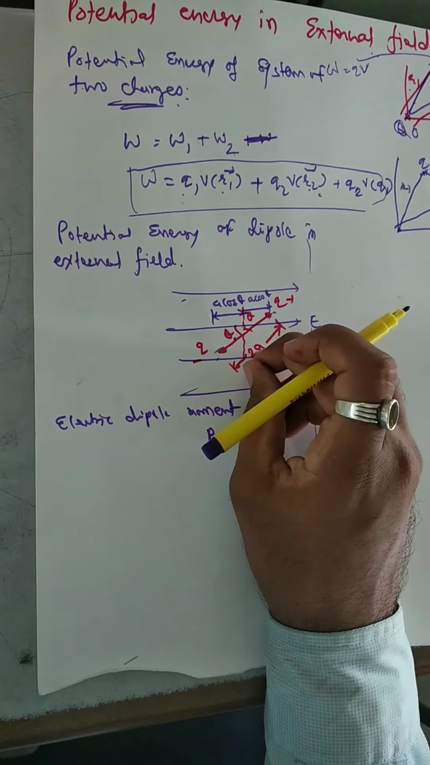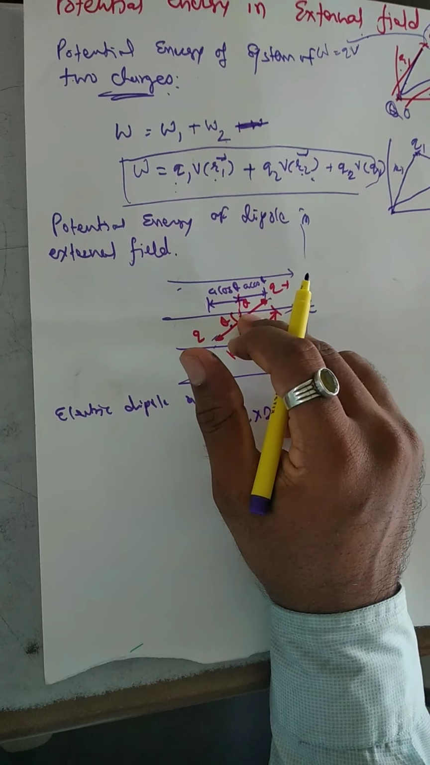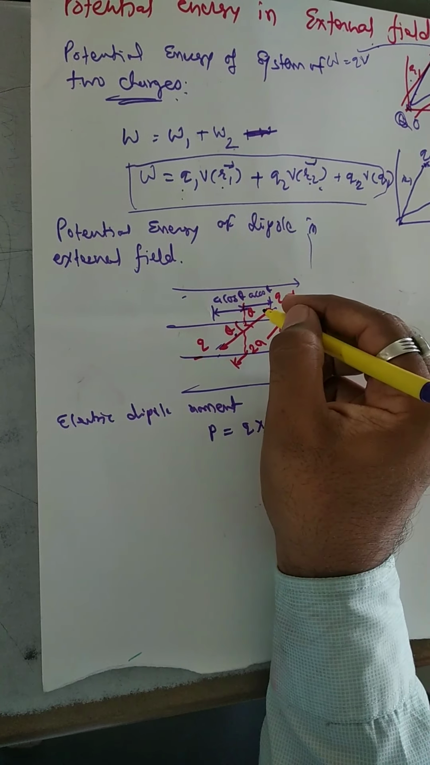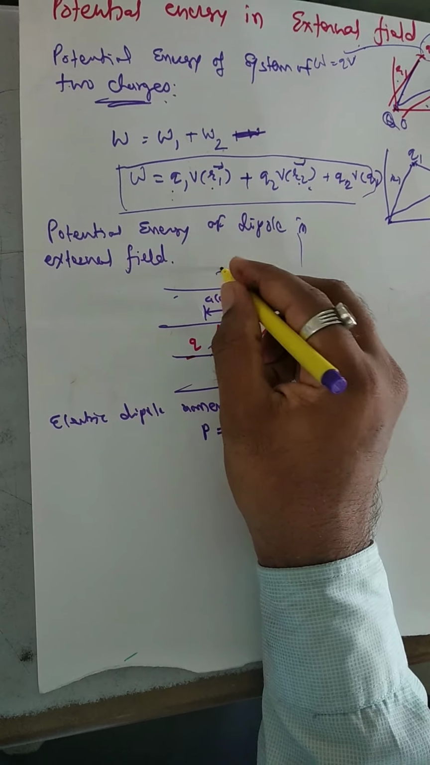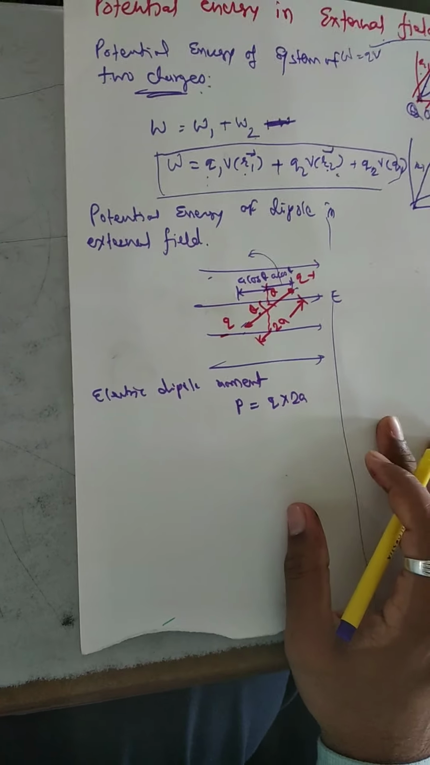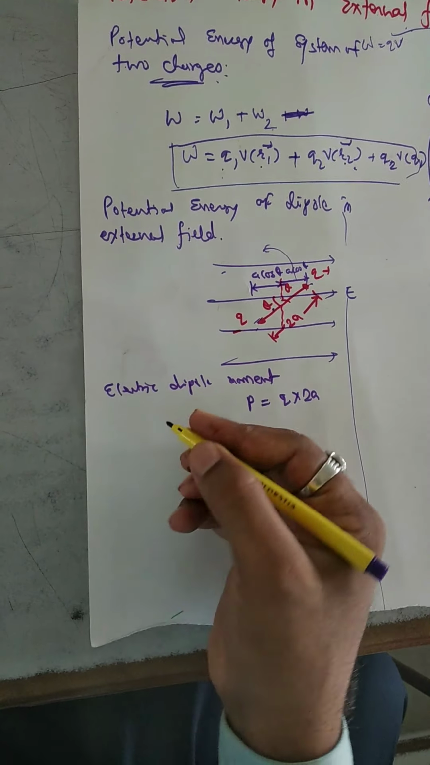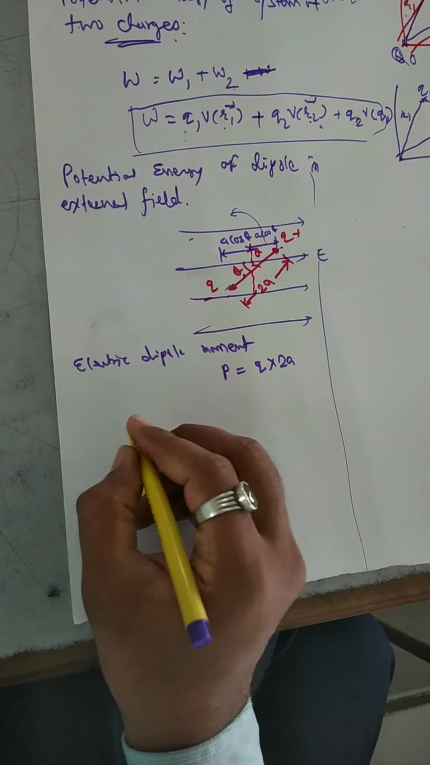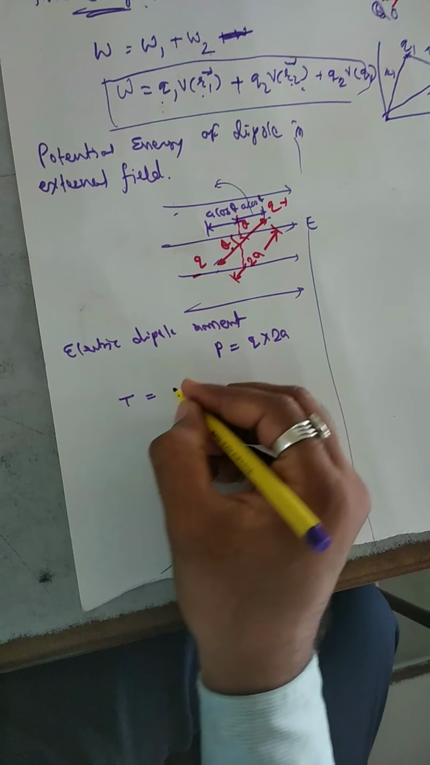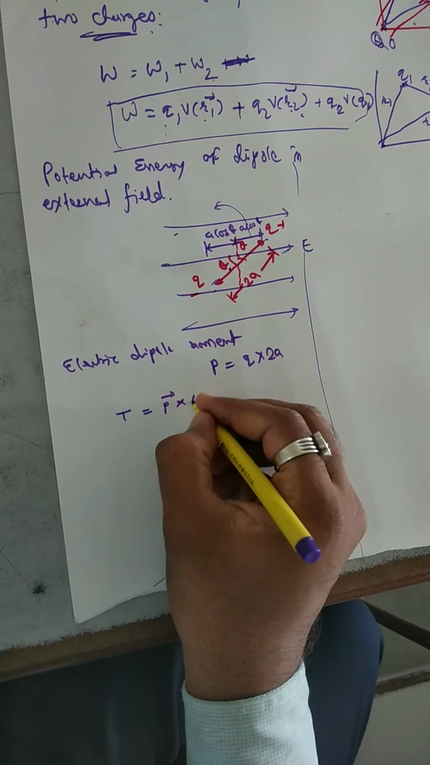So in this case we will consider the torque in place of the net resultant force. Torque provides the turning moment, or torque gives the force in a circular motion. Here the equation of torque will be equal to P cross E.